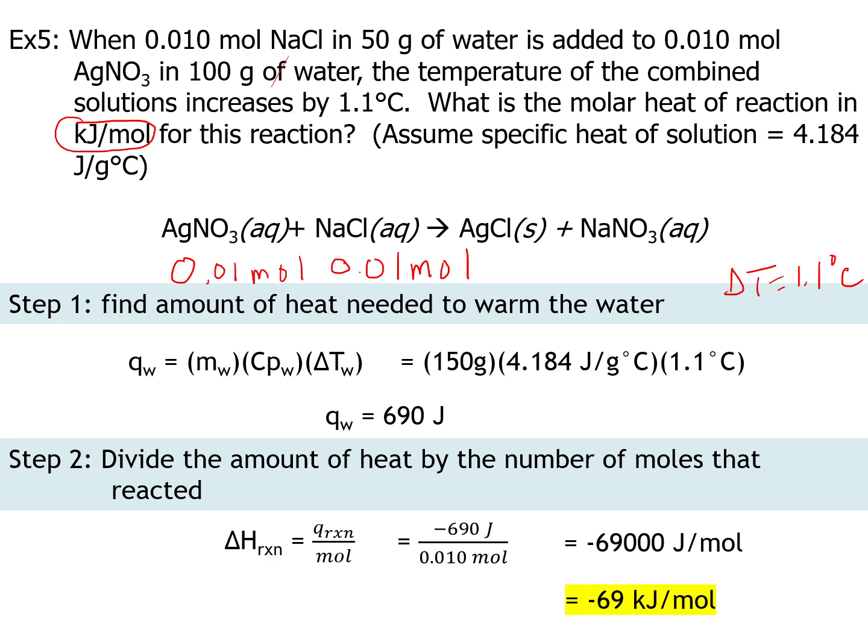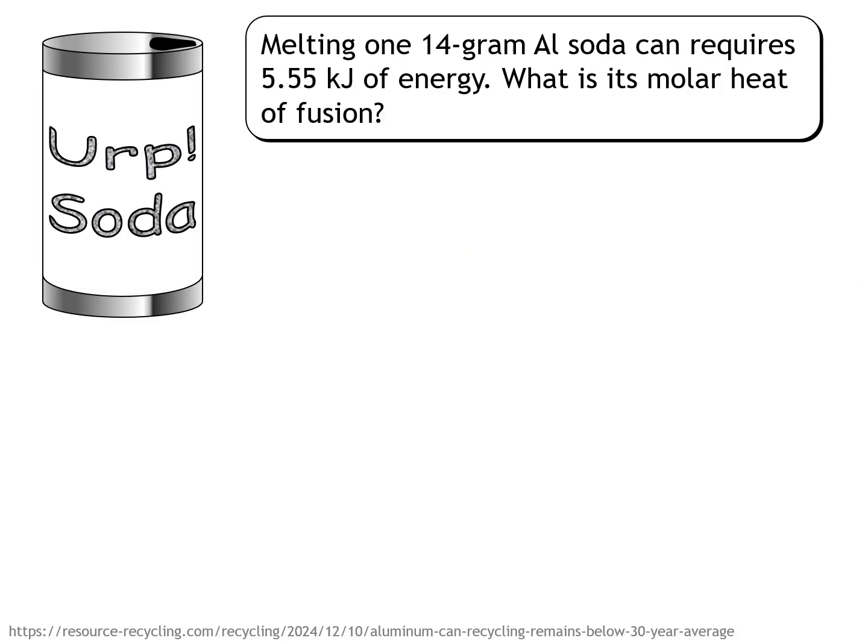Most of the time, chemical reactions or heat reactions are going to be in terms of kilojoules per mole. So here's another example. So it takes about 5.55 kilojoules of energy to melt one aluminum pop can. And we want to know what its molar heat of fusion is. Fusion is just an old-fashioned term for melting.